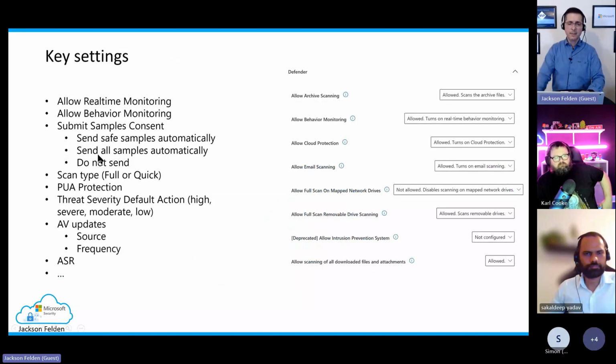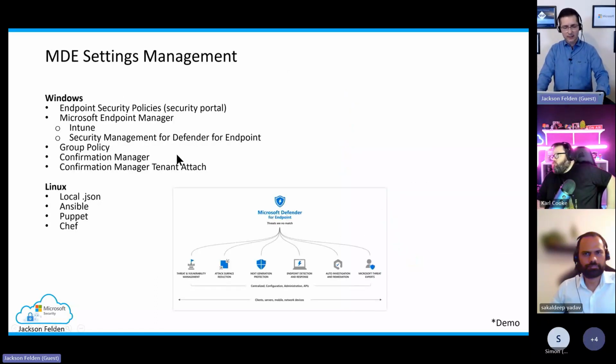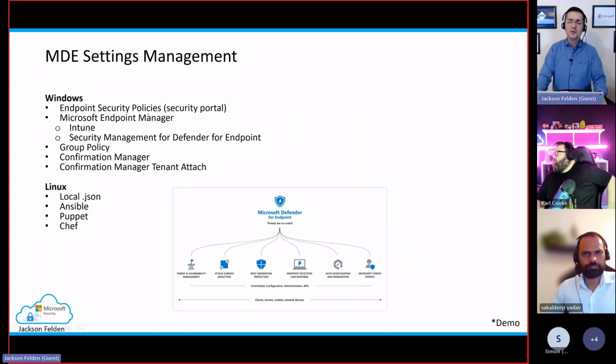Okay, the thing is, of course, you need to decide from where you want to push this, you want to deliver this configuration to your devices. And then here are the options. There are too many, sometimes people get confused. Very new from last month, we can finally now push those policies via the security portal. I can do that via MEM, or the Microsoft Endpoint Manager, via Intune, Group Policy, Configuration Manager, Tenant Attached, and so on.